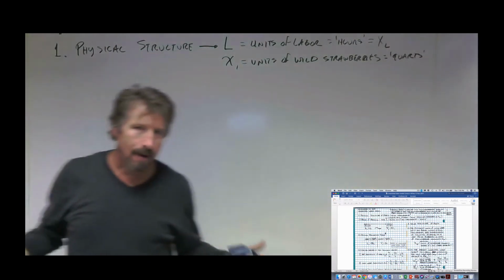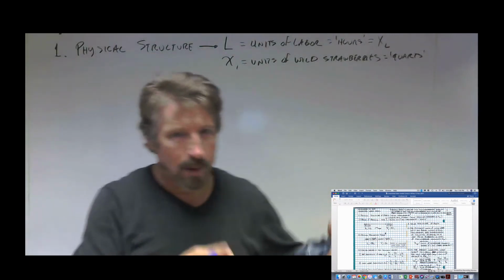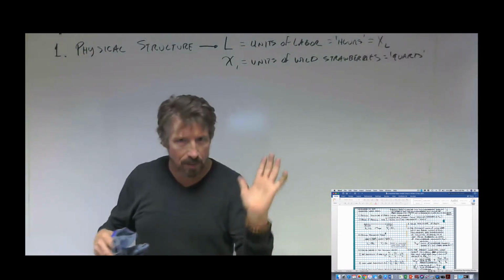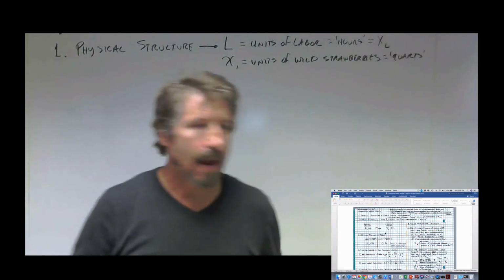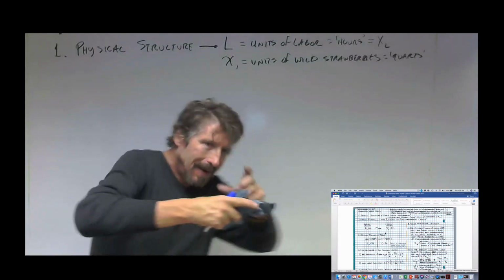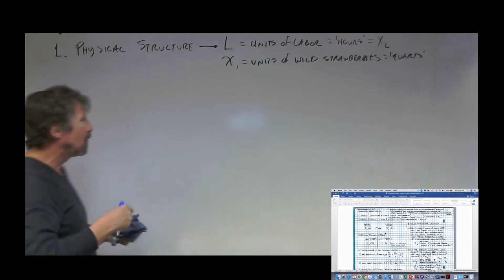I grew up in Polk County, Florida, and in Plant City, which is just one county over, in eastern Hillsborough County. They have the strawberry festivals. I keep thinking about the quarts. You get your quarts of wild strawberries.